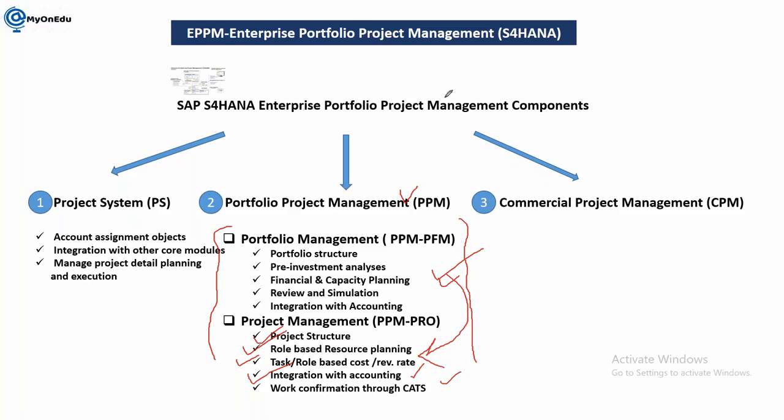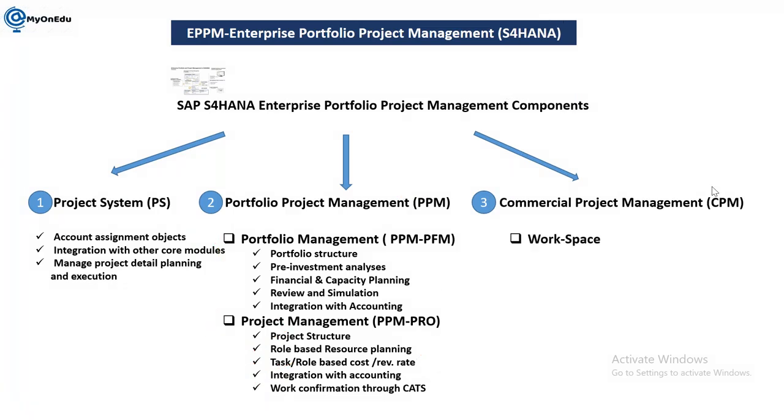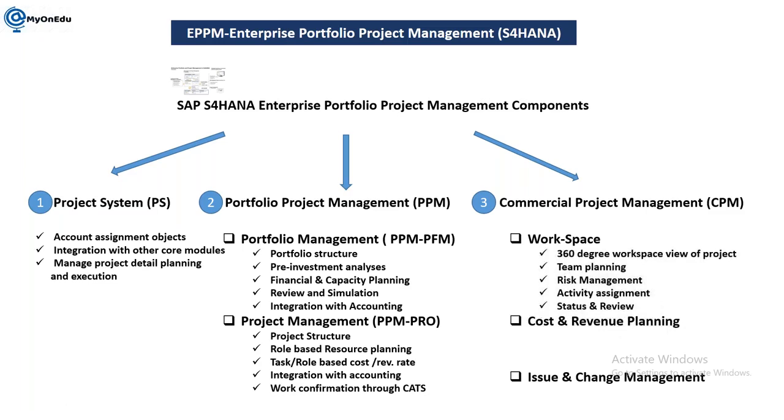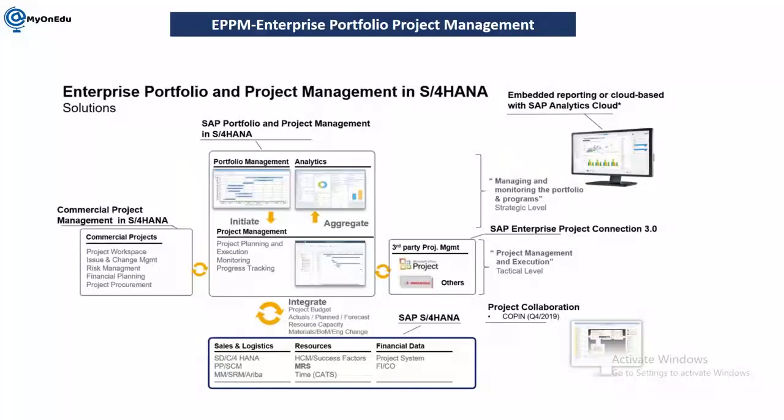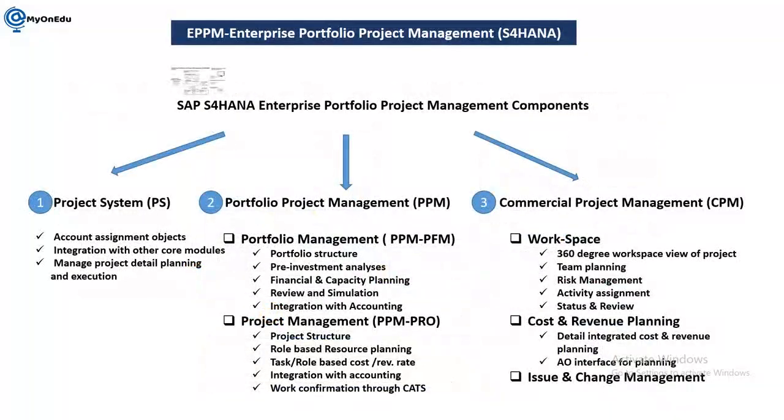Next is commercial project management, the CPM. This module has three different components: one is the workspace, another is cost and revenue planning, and the third is issue and change management. Workspace is specifically to see the 360-degree view of your project. In team planning, you can do risk management, activity assignment, and manage status and review. In cost and revenue planning, you have financial planning based on analysis office and Lumira. And in issue and change management, we can manage our issues and change management in the project.